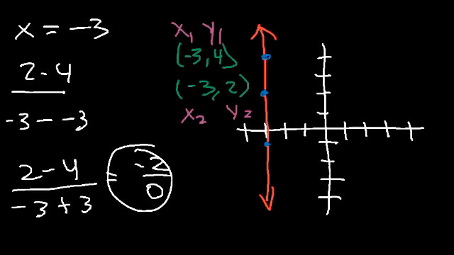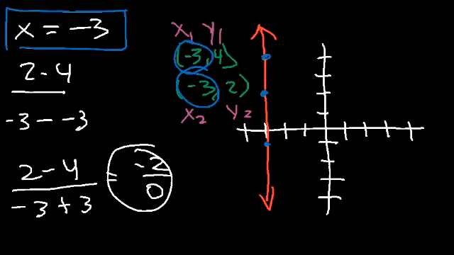So no matter what 2 points you choose, you will always get a 0 on the bottom because the x values will always be the same if it's a vertical line. But this is the equation of the vertical line. And the slope is undefined, so just make sure you keep that in mind.